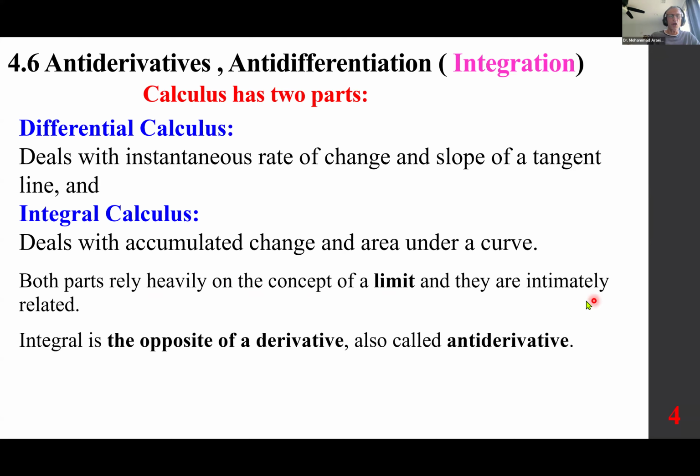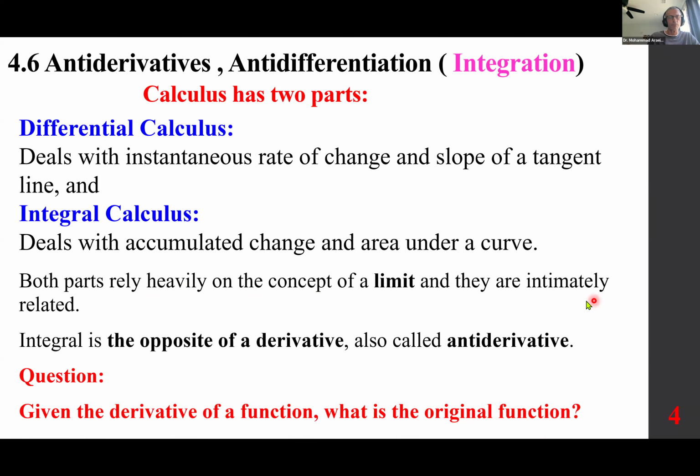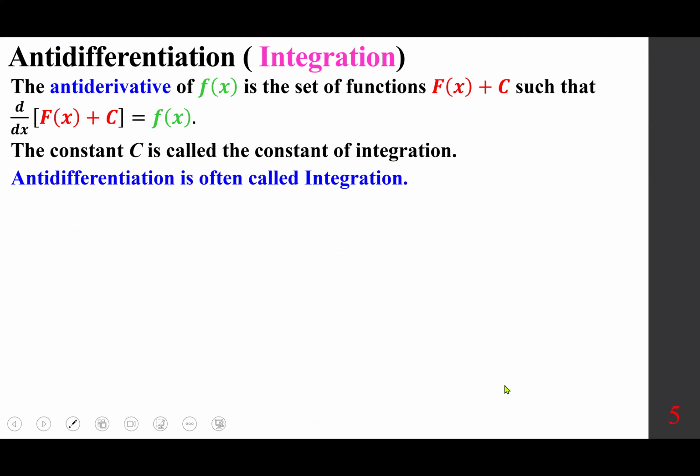Integral is the opposite of a derivative, also called antiderivative. Question. Given the derivative of a function, what is the original function we started with? That's the idea. All right, so having said that, I'm going to continue.